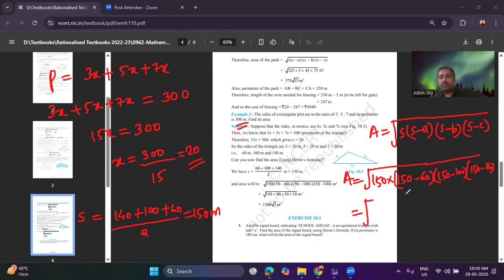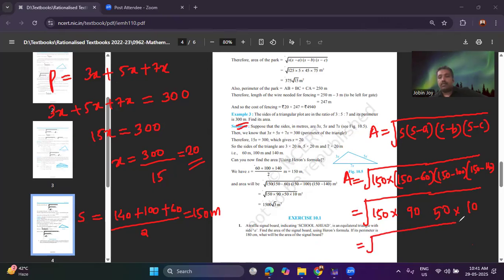So A is equal to the square root of 150 minus 60 into 150 minus 100 into 150 minus 140. So 150 minus 140 is 10, 150 minus 100 is 50, and 150 minus 60 is 90. So the square root of 150 into 90 into 50 into 100.